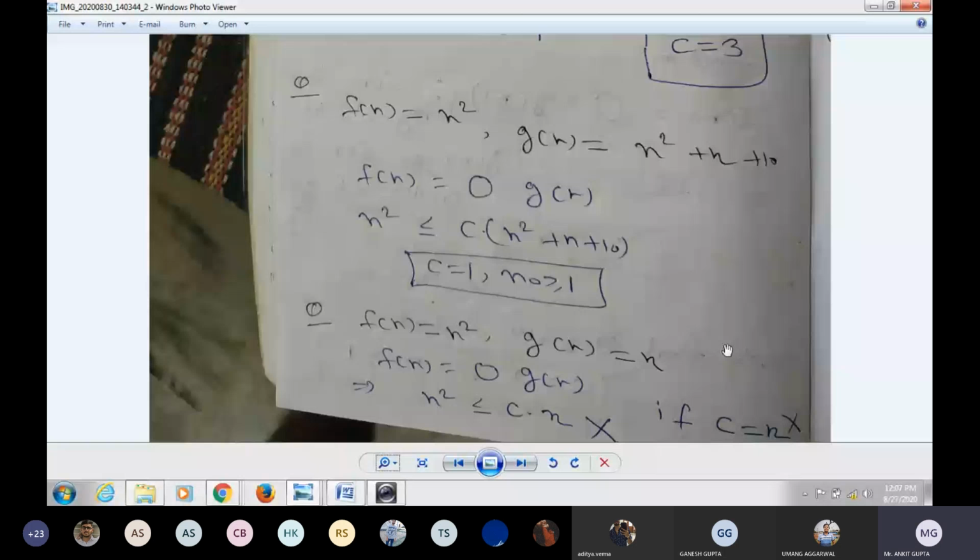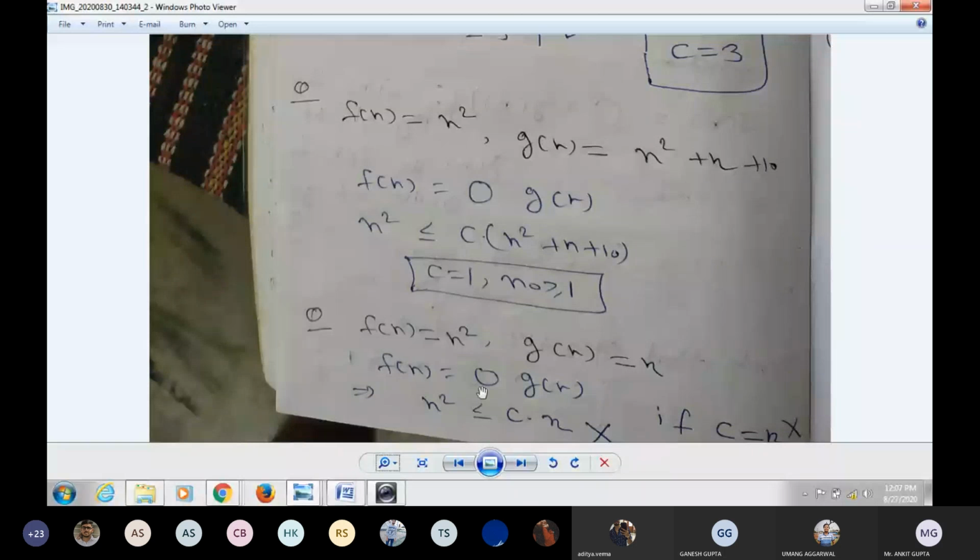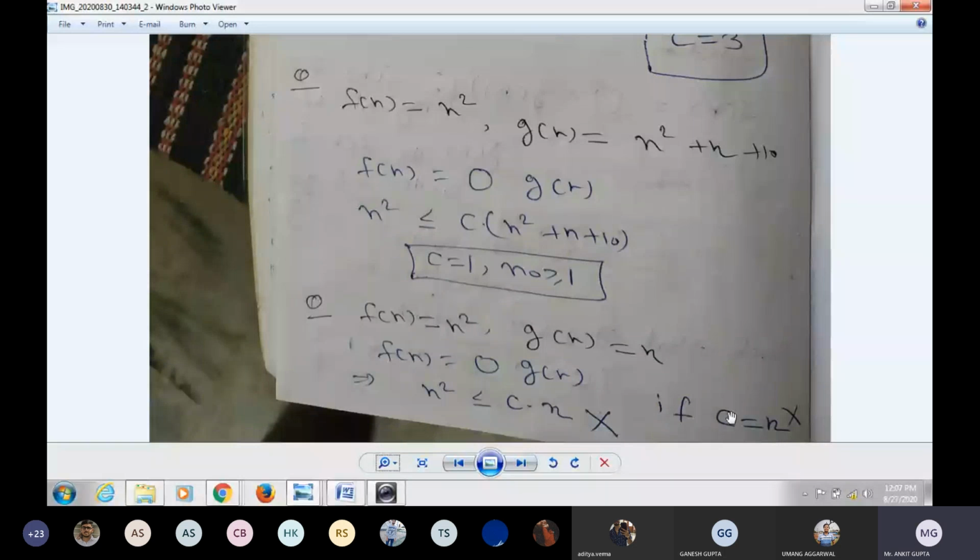Remember one point: c and n naught should be positive constants, not functions. The condition can be true if and only if you take the value of c as n. But c as n is not possible, because c and n naught are two positive constants, not a function. Otherwise the condition cannot be true at all.